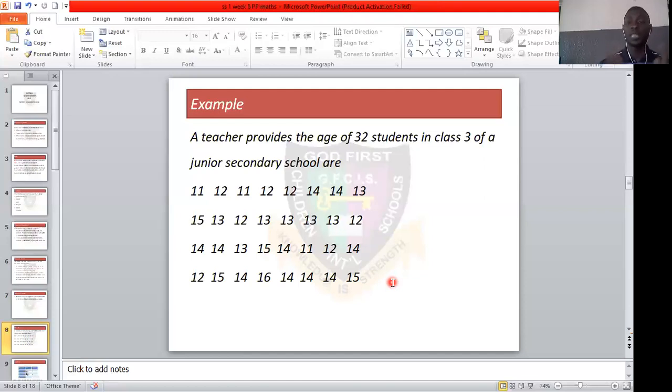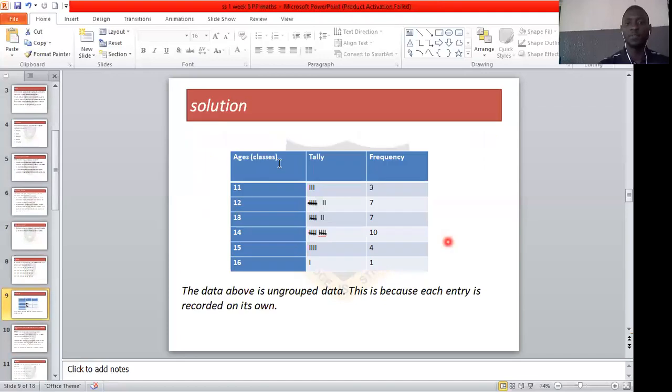I told you we have 3 columns in our frequency table. We have the events, which is the variable you're looking at. The second column is the tally column, and the third column is the frequency column. So this is the solution. This is how your table will look: you can see the variable in the first column, then the tally column, and the frequency column.